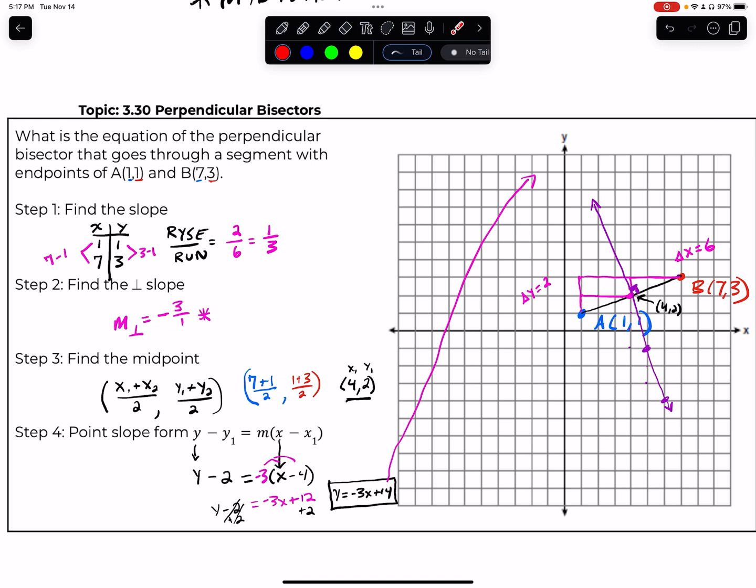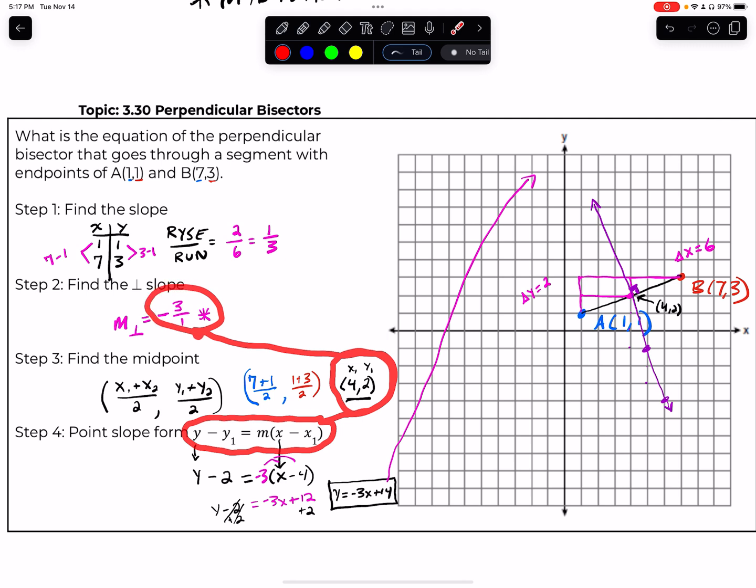Once we found the slope, we found the opposite reciprocal slope, and then we found the midpoint. The midpoint is just the average of the x's and the average of the y's, right? Again, to check that, we can just go up and over and up and over. And if we do it in the same amount, that means we're going to hit the midpoint right on, right? And the last thing to do is use the point slope formula with what we found. We know that this is the midpoint, and then we know that that is the slope.